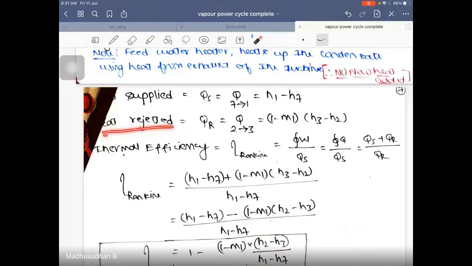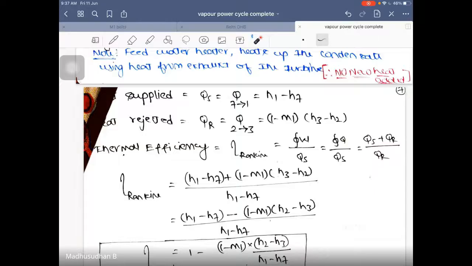Heat rejected. Where does the heat get rejected? In which part is heat rejected? In the condenser. So the condenser goes from which state to which state? 2 to 3. So Q 2 to 3. So this is the equation which you have given to me. Yes or no? 1 minus M1 into H3 minus H2. Did you understand how it came? Yes, sir.